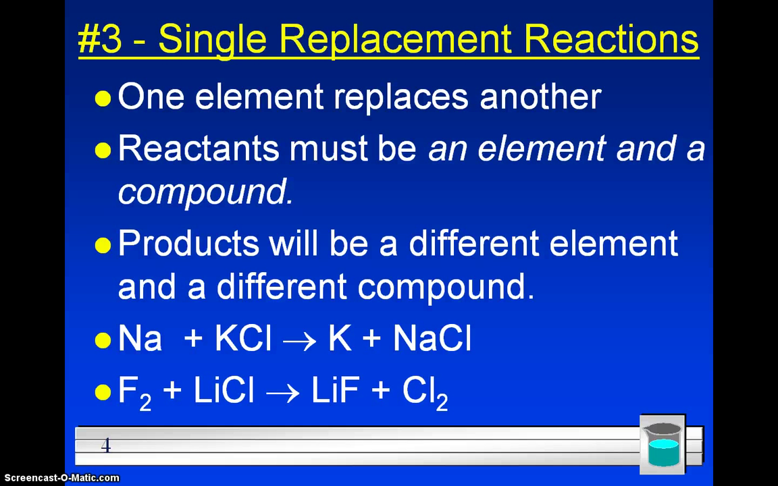We also can have an anion switch, and this would happen if we started with an element here, fluorine, that's a nonmetal, reacting with lithium chloride. Fluorine is a nonmetal, so it's going to kick the nonmetal out of the compound, so this is a nonmetallic single replacement. And so we end up with lithium fluoride and chlorine.